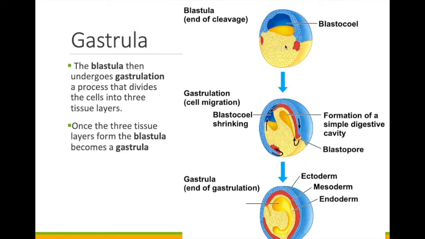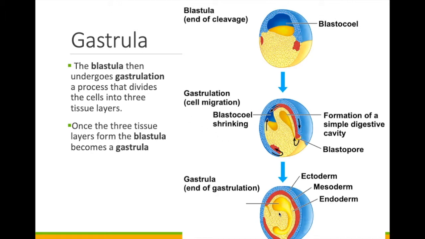Once the blastula is formed, you can see the blastula up here, and again, it's color-coded into blue, yellow, and pink. And these colors represent how the cells are going to rearrange themselves. So this hollow ball of cells is going to go through a process called gastrulation, where the cells are going to move and rearrange themselves to create 3 tissue layers.